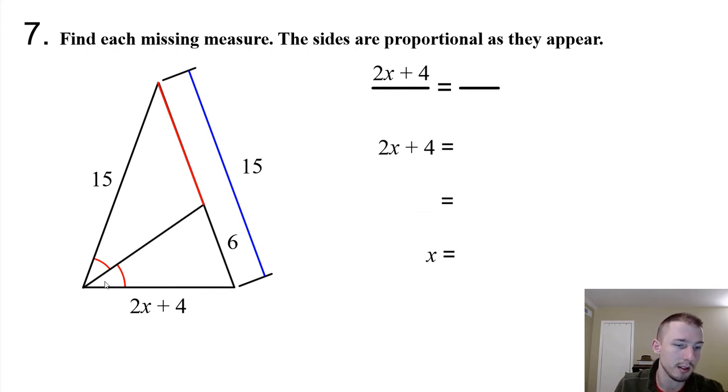Okay, so this is an angle bisector. Angle bisectors split the opposite sides in proportion to the other 2 sides. So what we really do need to find is this red length here. So we're going to have 2x plus 4 goes to this 15, just as the 6 is going to go to this red part here. So the problem with that one is I have to subtract these 2. So the full length is 15 minus this 6, which is going to leave me with 9. So this part here is going to be 9.